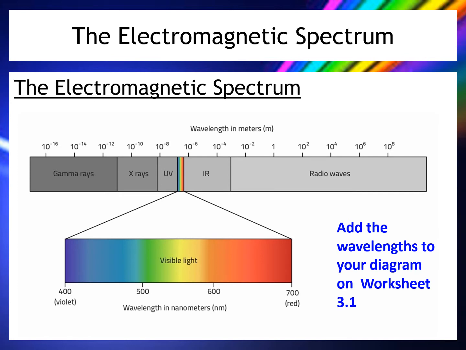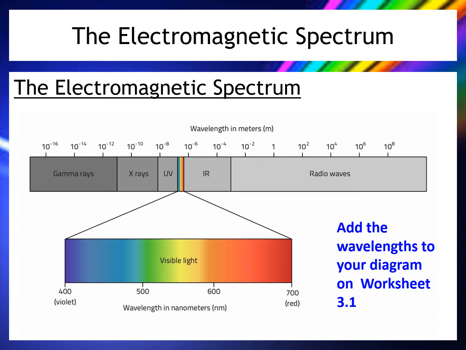You should have seen that the visible light spectrum that we saw emerging from the prism is just one small part of the larger electromagnetic spectrum. We place visible light at the centre, and that's the bit that we see and detect with our eyes.